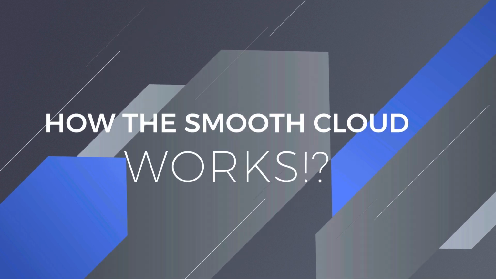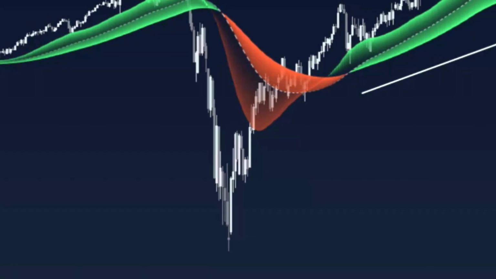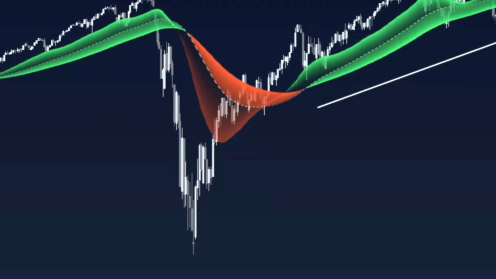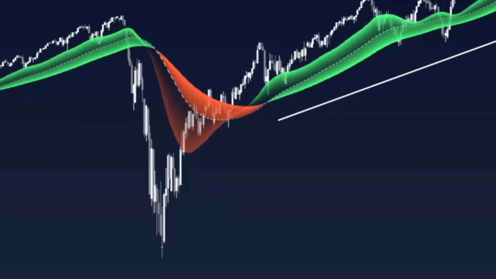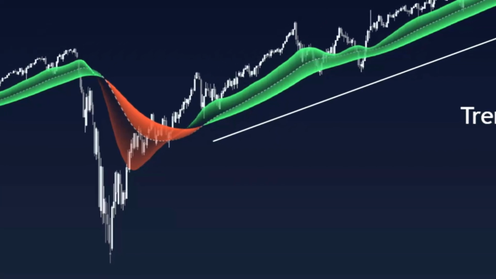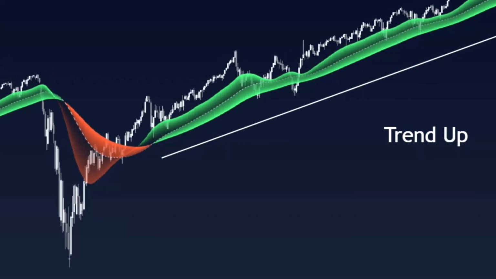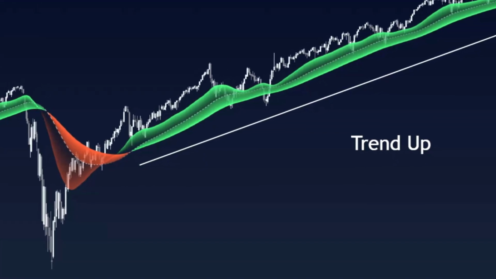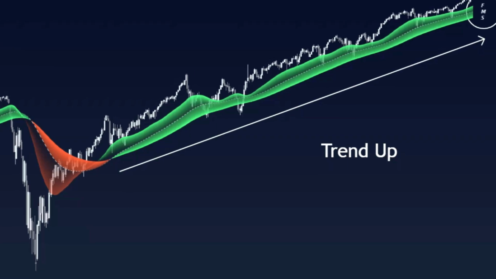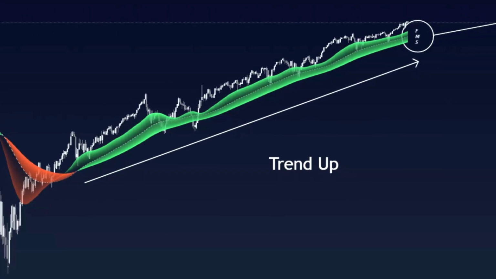Alright, so you've got the smooth cloud on your chart, all set up. Now, what does it actually do? Well, it's pretty straightforward. First, you're looking for the color of the cloud. If it's green, that's telling you the market's generally moving up. And to confirm that, check where the price is compared to the cloud. If the price is above the green cloud, that's a stronger signal that you're in an uptrend. You're seeing those three lines within the cloud. They're showing that the price has been constantly moving upwards.